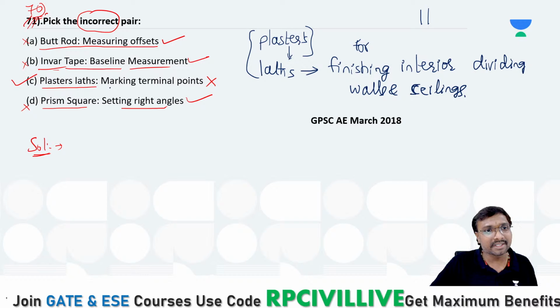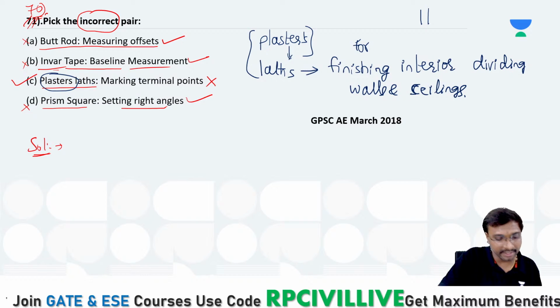So this is for marking terminal points. It is not the plaster's lath. It is the surveyor's lath we have to use for this. Okay? Is that clear?